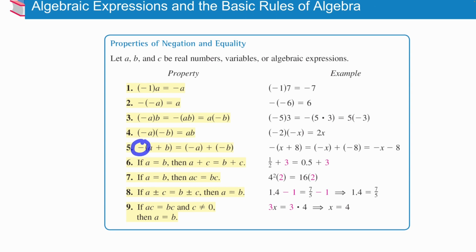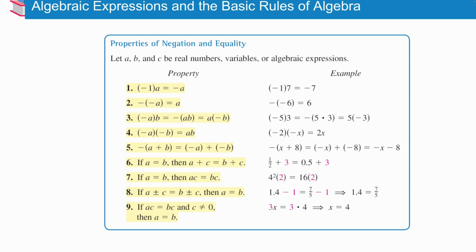If you've got a negative out here, though, we're going to kind of distribute that negative. So it's essentially like saying this is -1 times the a plus b. So that's negative a plus negative b that we have there.